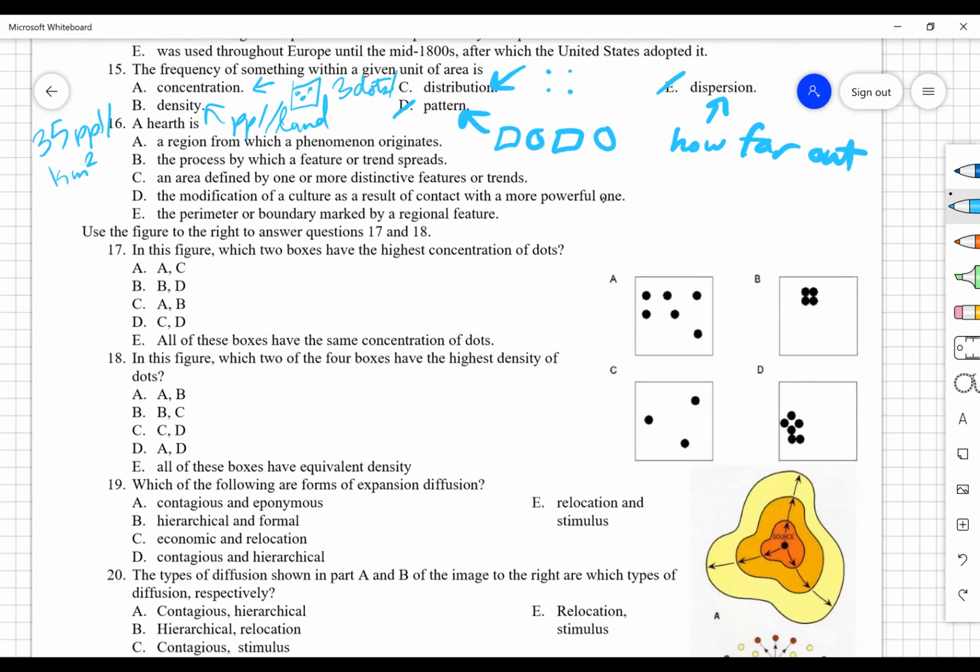So concentration and density are actually really similar, and it looks like both of you said density, which is correct, because concentration you'll not see as a vocab word in human geography. So density is your correct answer here. And usually the frequency of something is going to be people in APHUG. So a hearth. Does anybody know what the answer to this question is? This one's more of a definition of just tell me what hearth is.